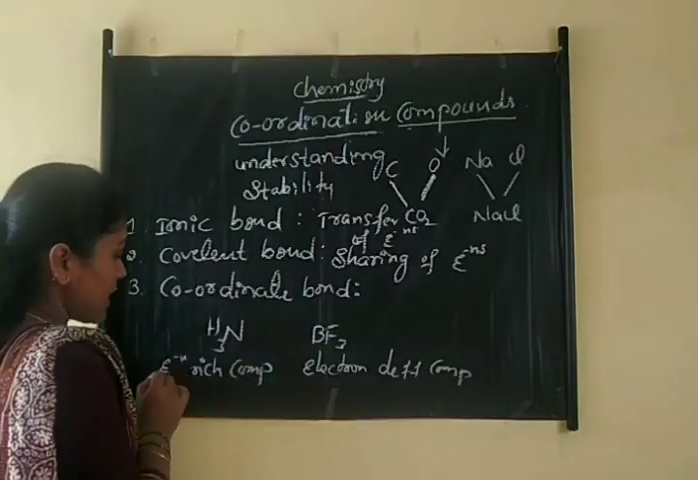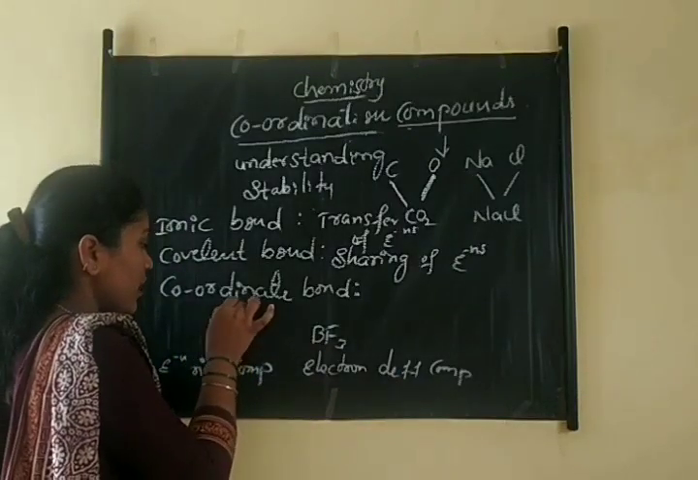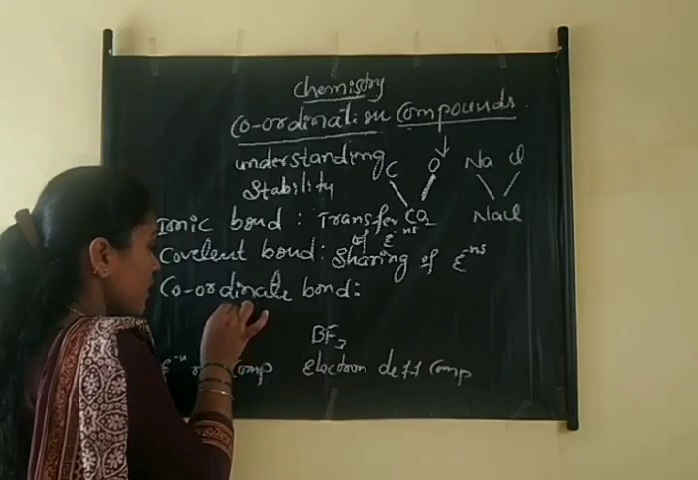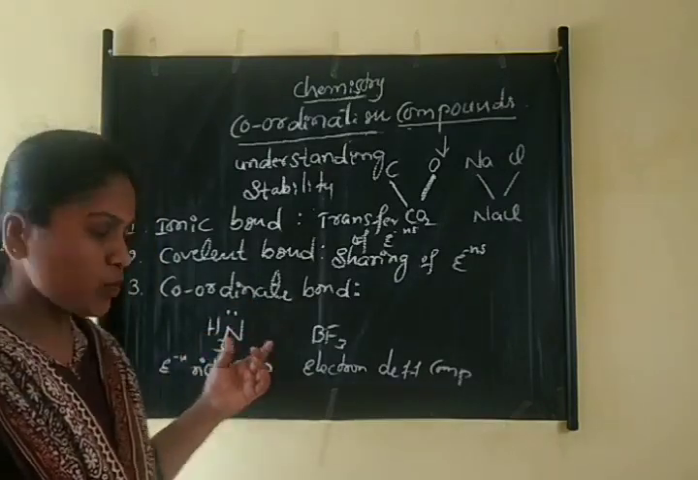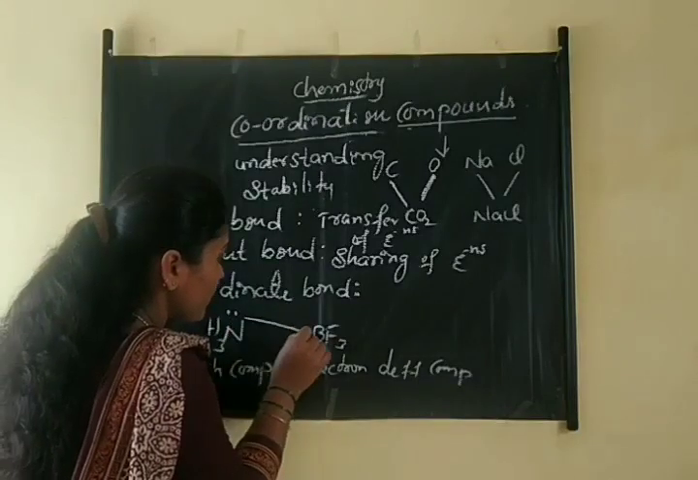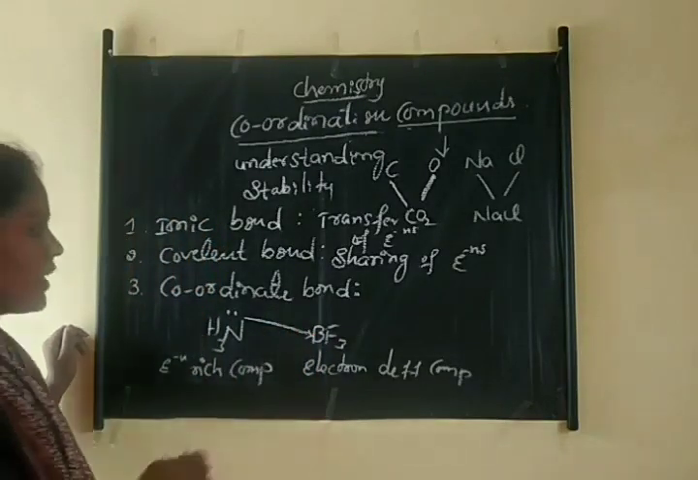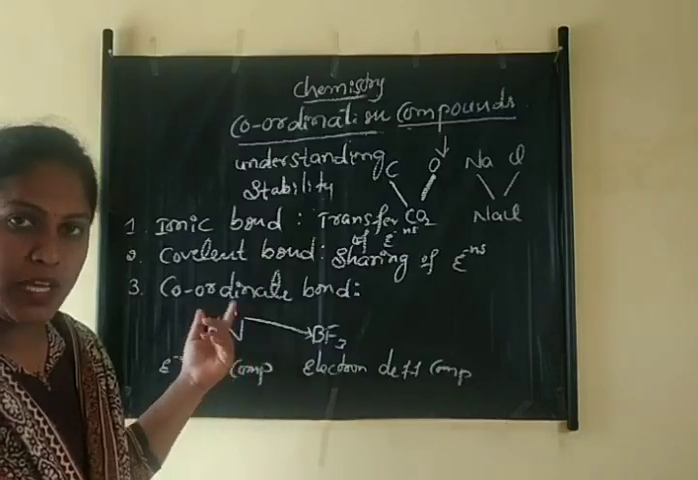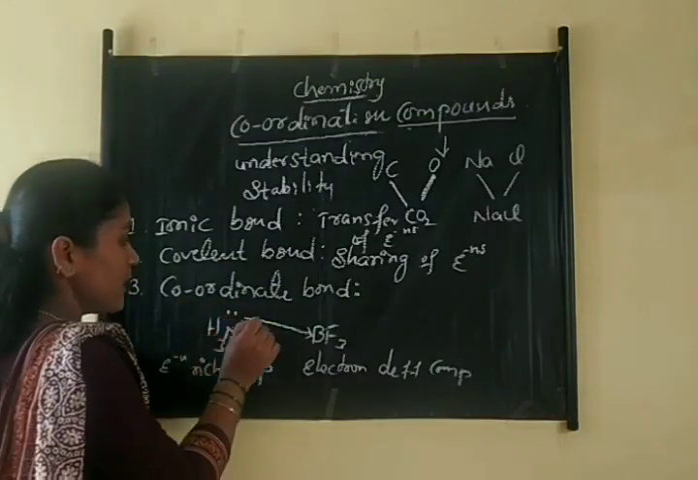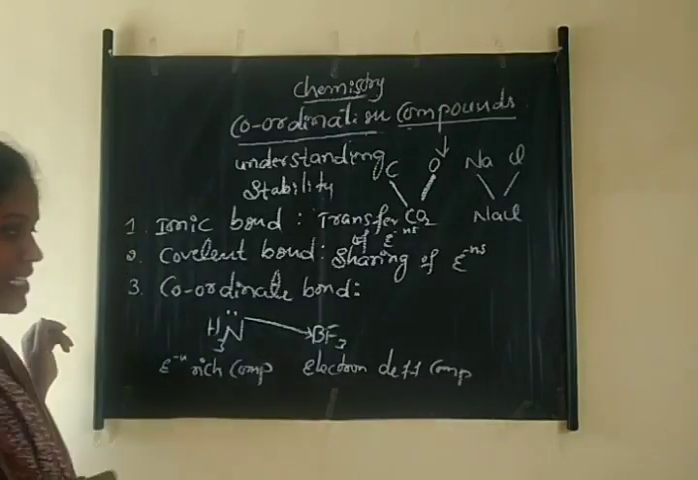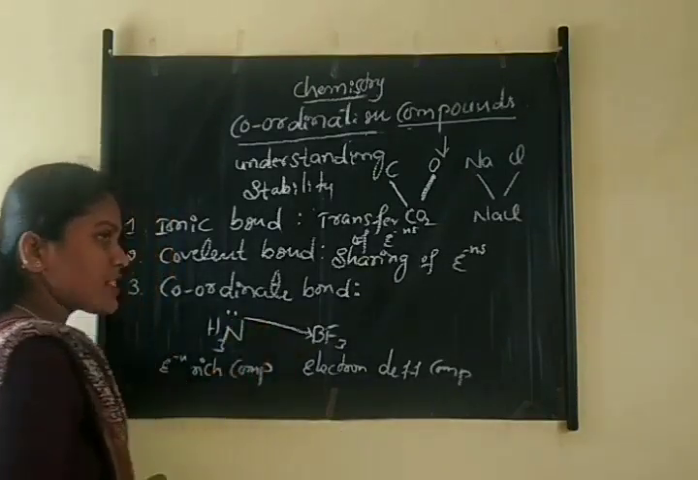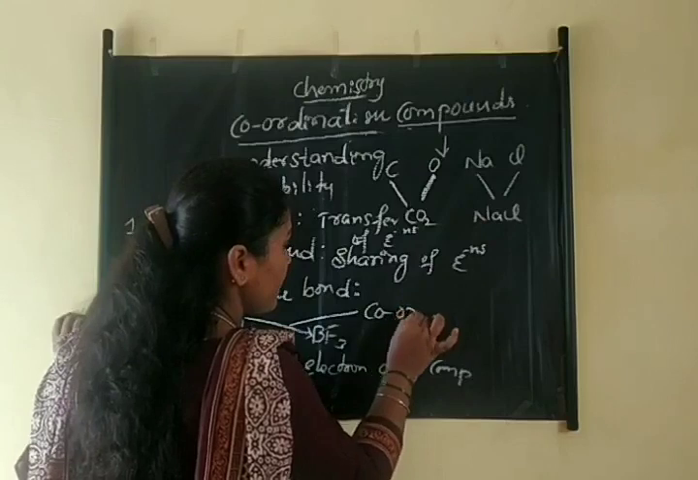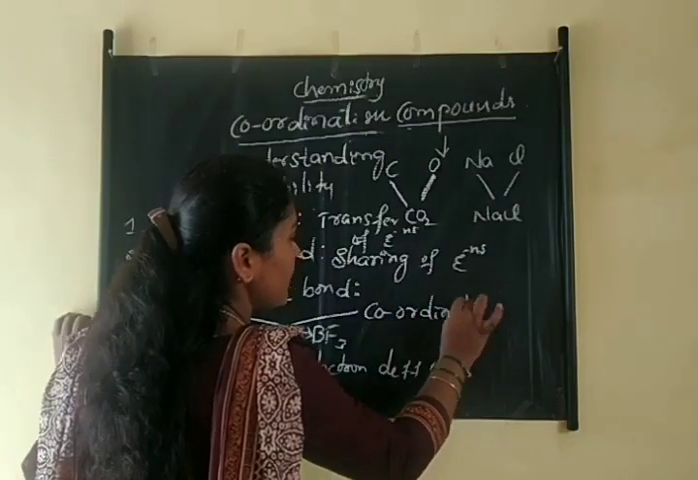It is an electron rich compound because here nitrogen is having one lone pair of electrons on it. This lone pair present on the nitrogen is shifted towards the electron deficient compound and forms a bond. The lone pair of electrons on the nitrogen atom shifted towards the electron deficient compound to form a bond is called a coordinate bond.